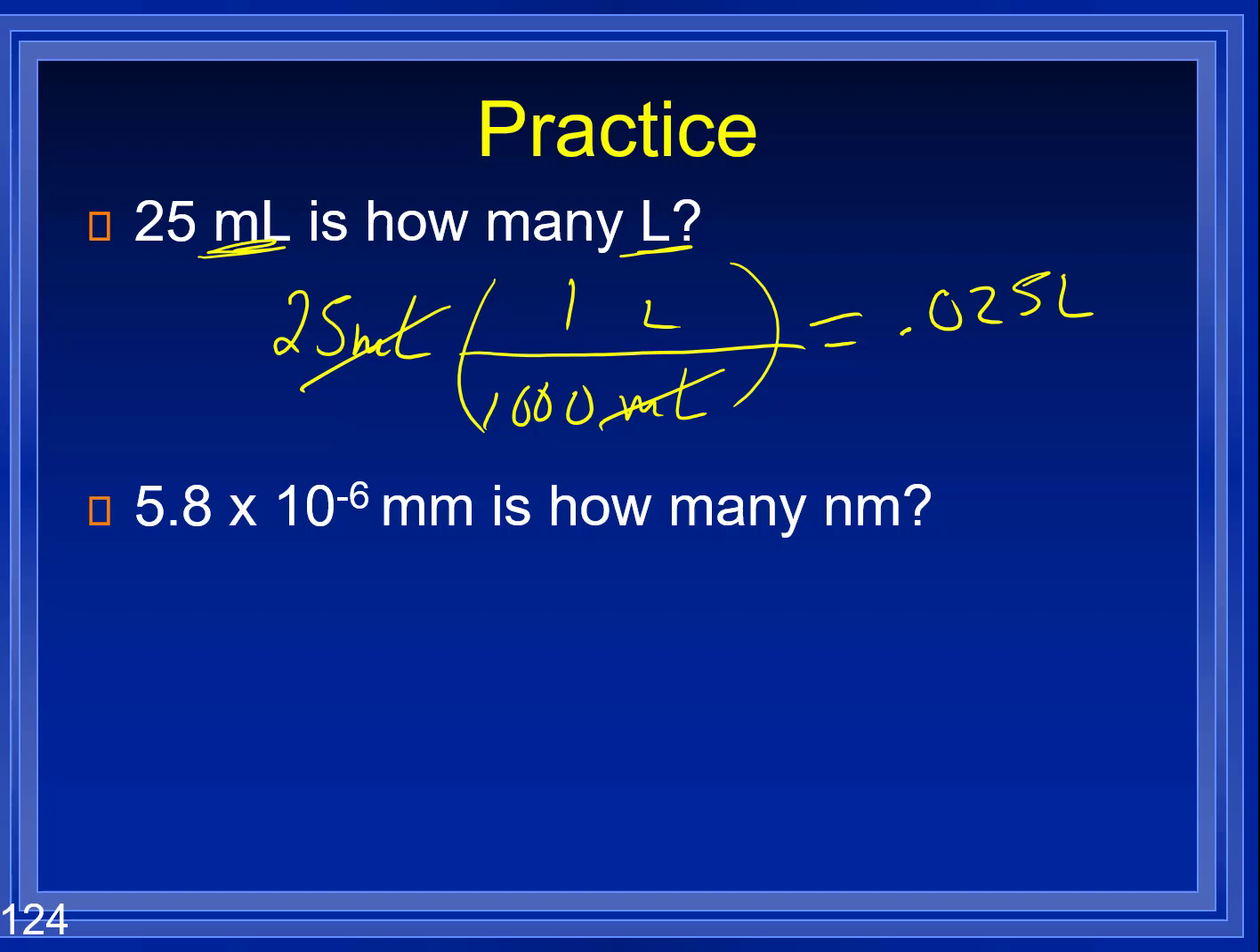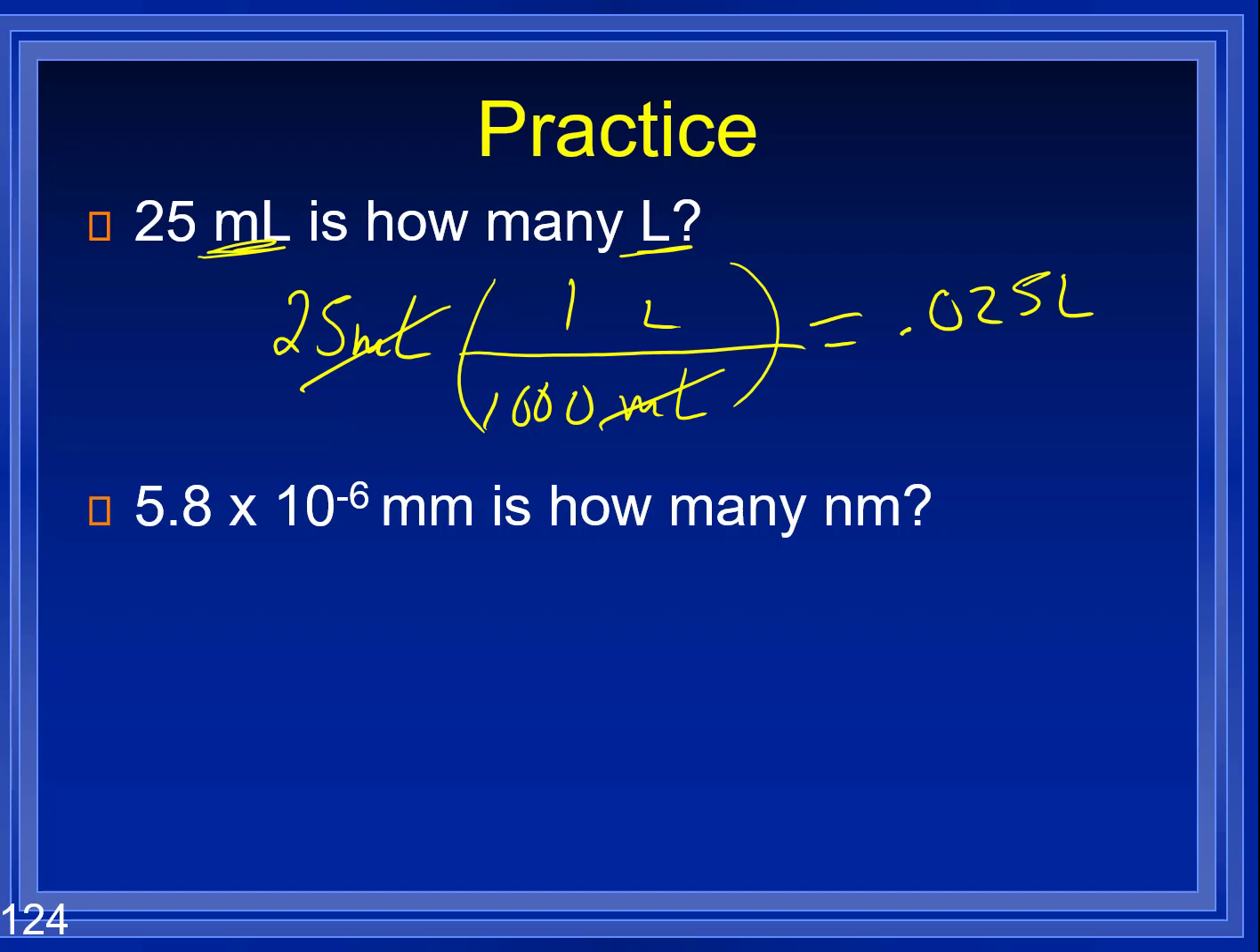25 times 1 divided by 1,000. I don't bother pushing the times 1. Numbers on top you multiply, numbers on the bottom you divide. See how the units set that up for me? I didn't have to decide. In the past, you may have tried to memorize whether you divide or multiply. Okay? You'll get lost.